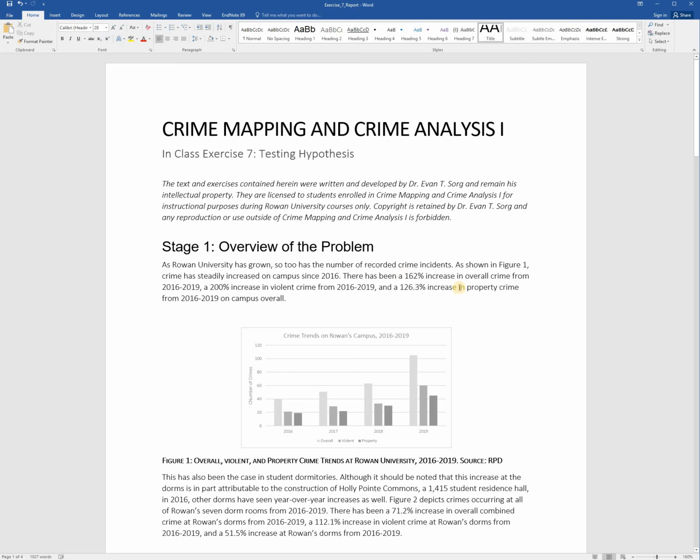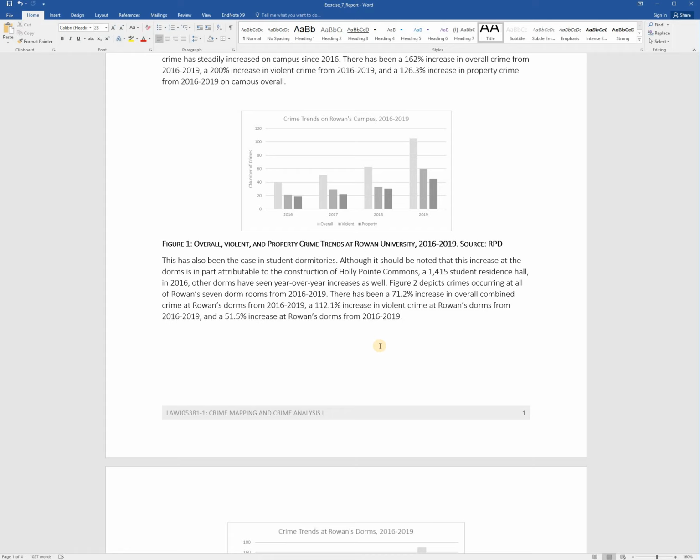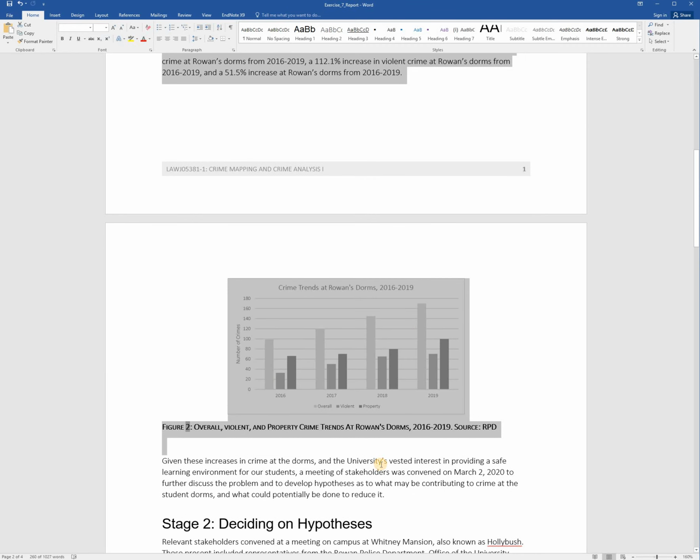In stage one, which I've completed for you, I provide an overview of the problem. In this scenario, we're saying that as Rowan has grown, the number of recorded crime incidents has as well. As we can see in figure 1, we've had some pretty steady increases in overall crime, violent crime, and property crime from 2016 to 2019. In addition to providing you with information about the campus overall, I provide you with information on trends in the dorm rooms, which has also seen crime increases in recent years.